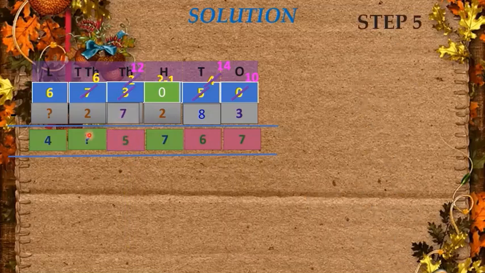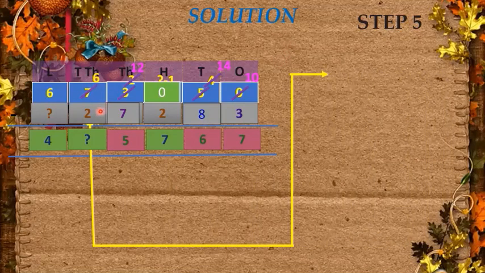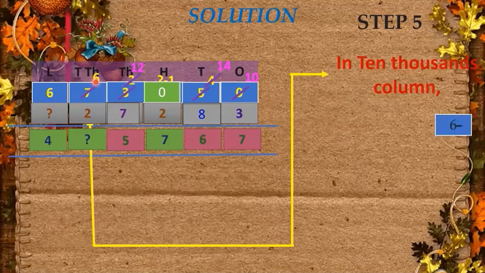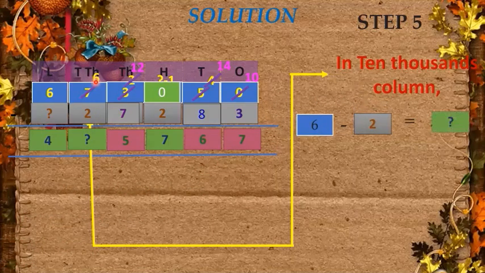Now we are going to do step 5. In step 5, what is there, Nana? 6 minus subtrahend only is there. So directly 6 minus 2 is equal to 4. Yes?